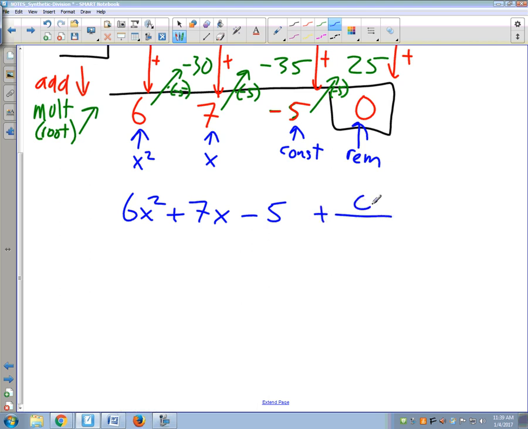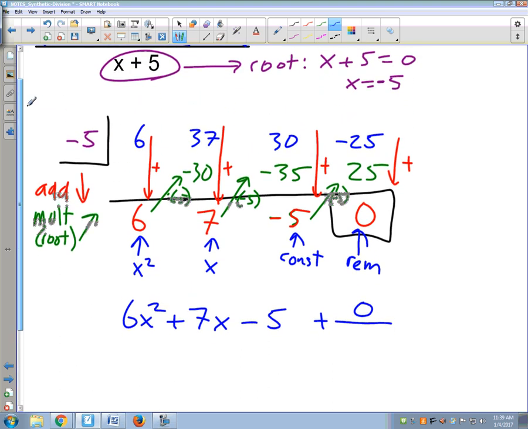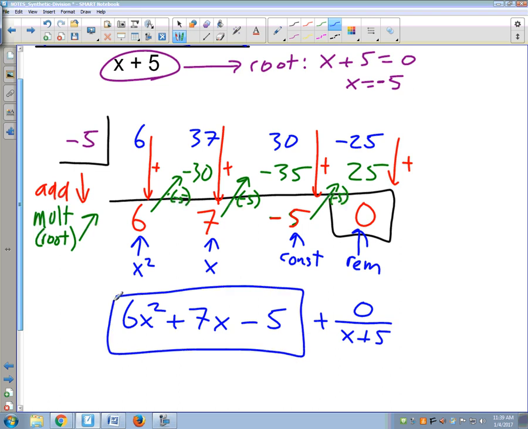We had a remainder of 0. What were we dividing by originally? We were dividing by x plus 5. Now, typically I wouldn't write the remainder portion in there. I would just have the polynomial. If you have a remainder of 0, there's really no need to include that fraction. And that's it.